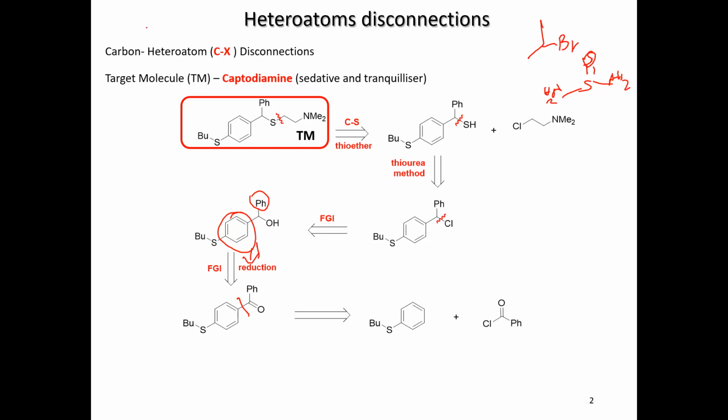But if you started from the bromide here and the corresponding aldehyde, or the other way around, the aldehyde here and the Grignard on the other side, that will do. You don't have the aldehyde.